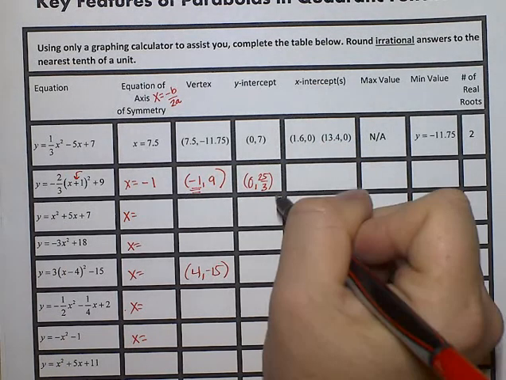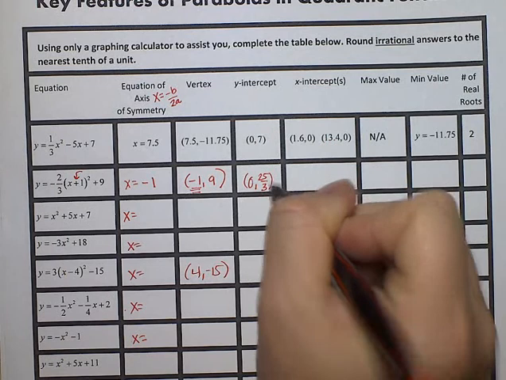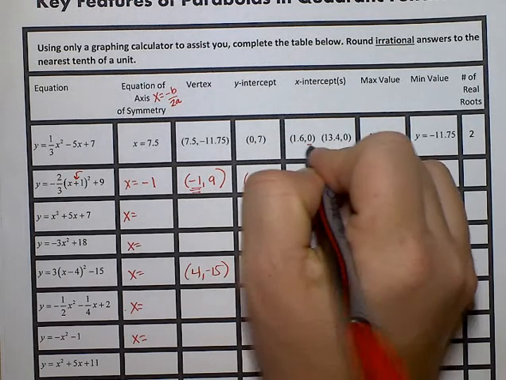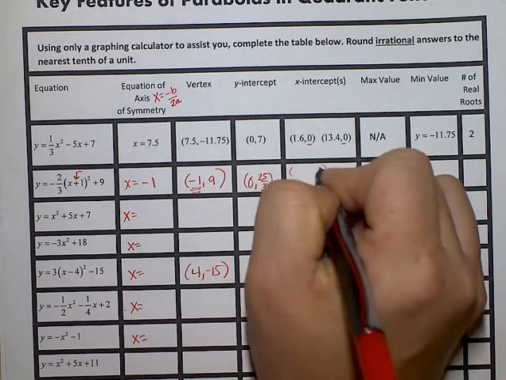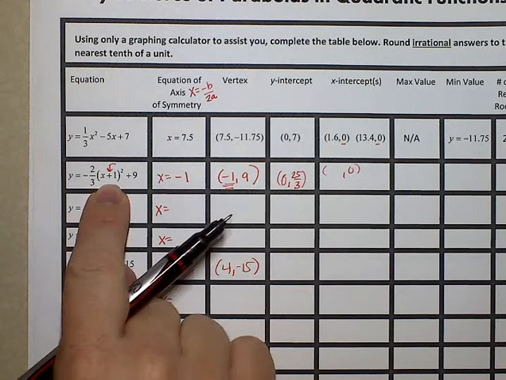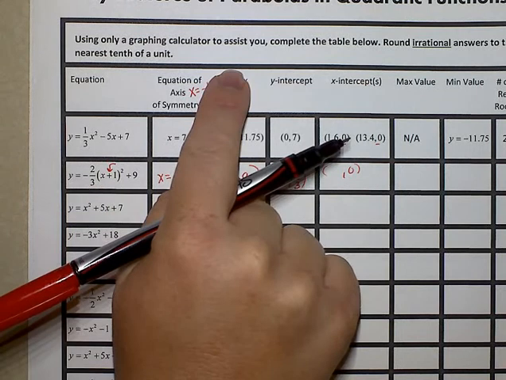How do you find x-intercepts? Well, for an x-intercept, the y is always equal to 0. So I'm going to put a 0 here for the y. And I need to do some math off to the side. But it's asking us to use a graphing calculator. So are you ready? Here we go.